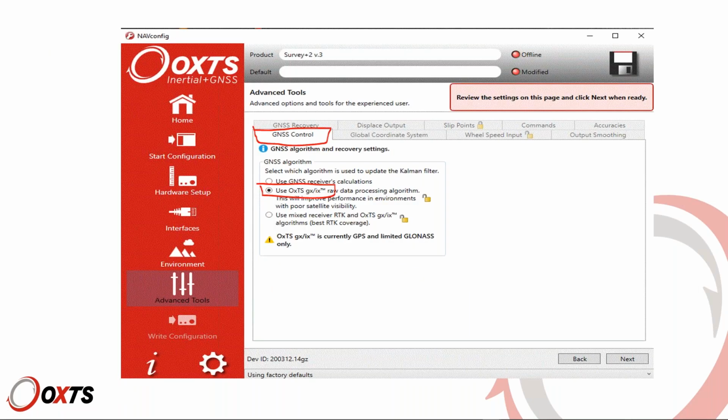Okay, so that's in the advanced tools GNSS control section, where you can see you have 3 options. One is receiver's calculation, so the loose coupled solution. One is GXIX raw data processing, and one is the mixed mode. Mixed mode is only available if you have a firmware that is at least from 2019 or later. With older firmwares, the mixed mode option will not be available.